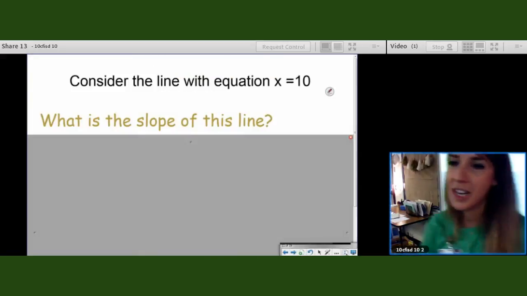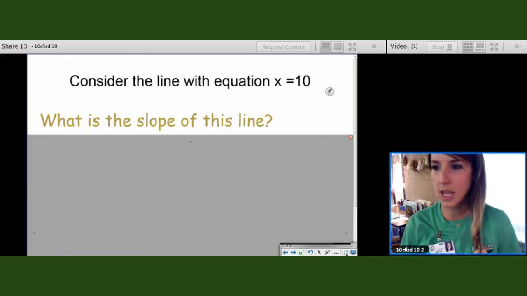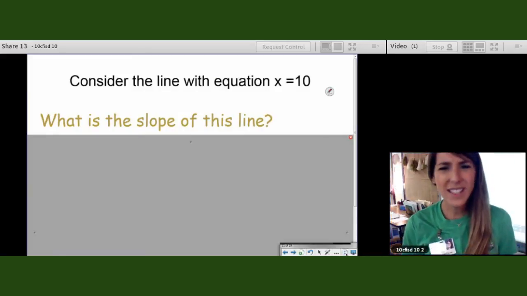Okay, I want you to consider the line with equation x equals 10. Write it in your notes. X equals 10. What's the slope of that line?